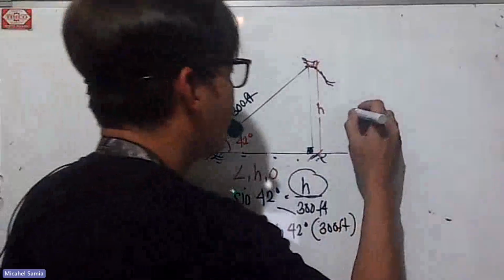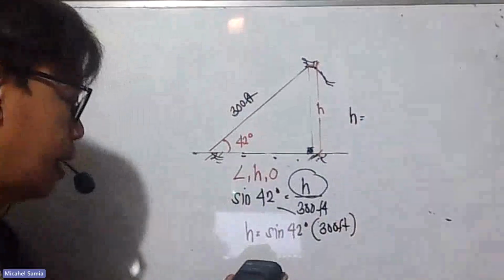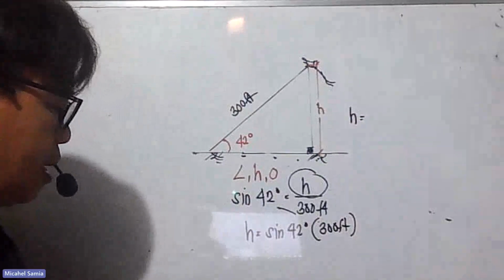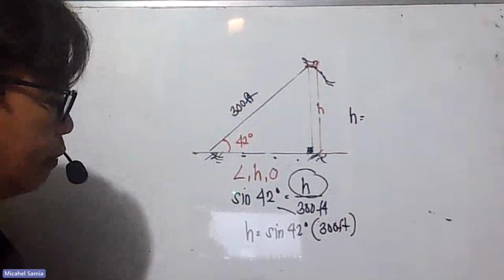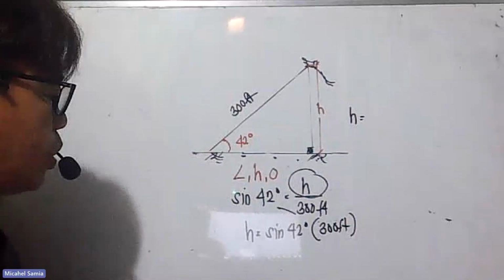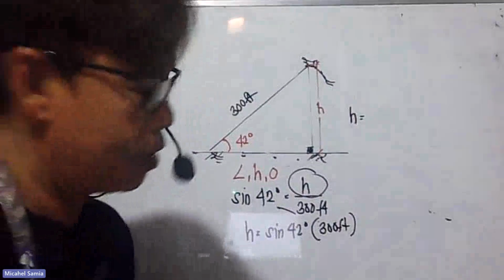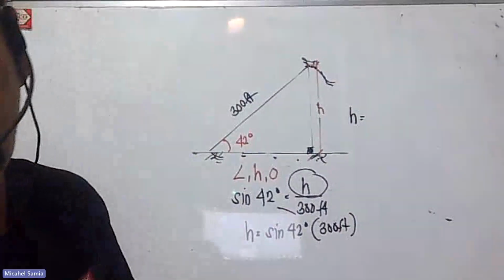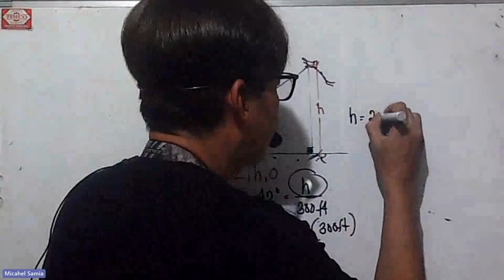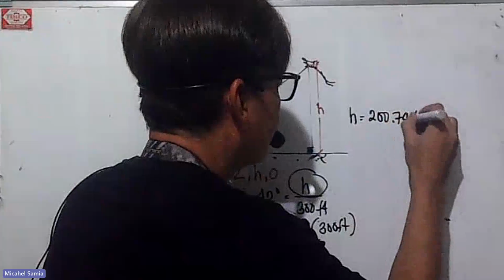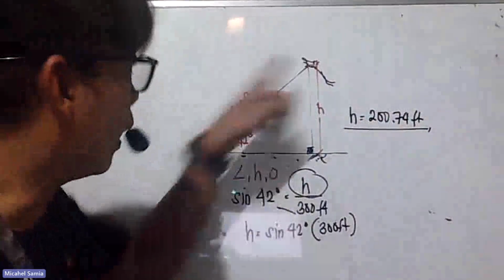I'll place it here. Height now is equal to sine of 42 degrees multiplied by 300 feet. So it's 200.74 feet. So your height is 200.74. So that is the height of the kite from the ground.